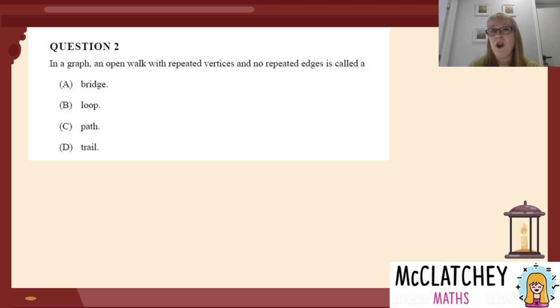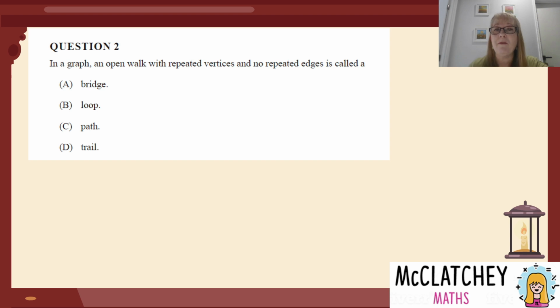All right, let's get going with our first question of 2 questions. Question 2. In a graph, an open walk with repeated vertices and no repeated edges is called, and we've got some choices: bridge, loop, path, and trail. And this is all about our networks vocabulary.